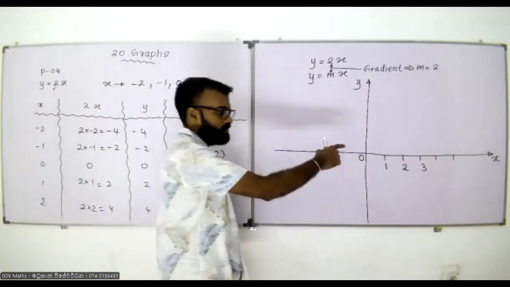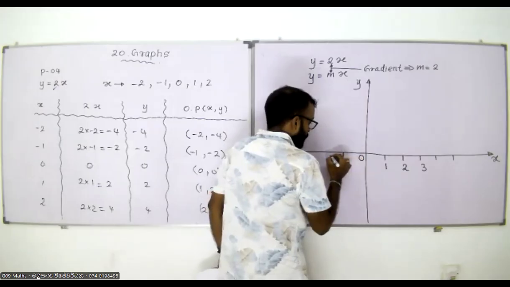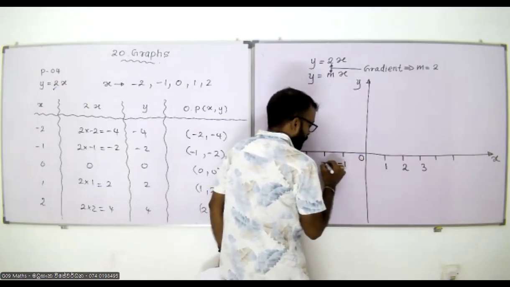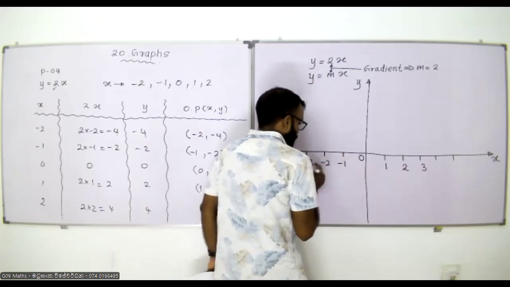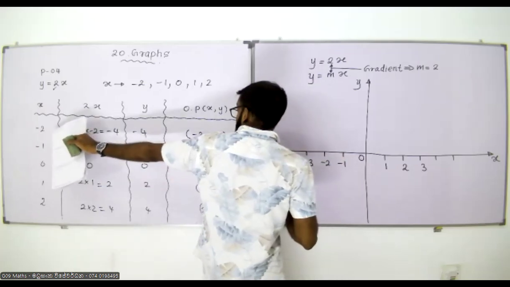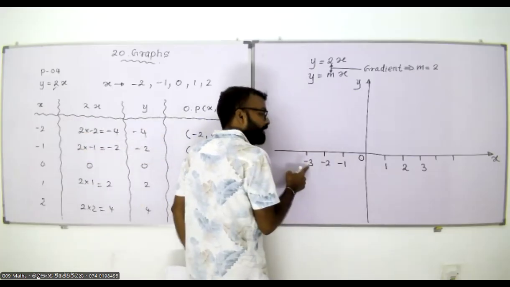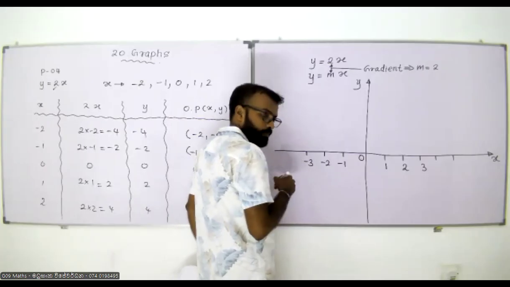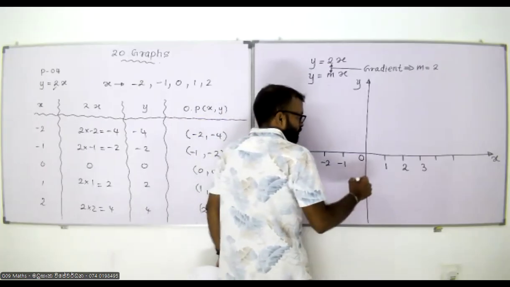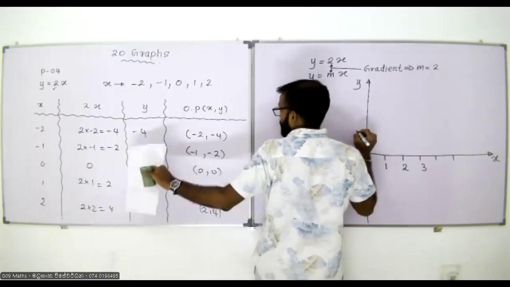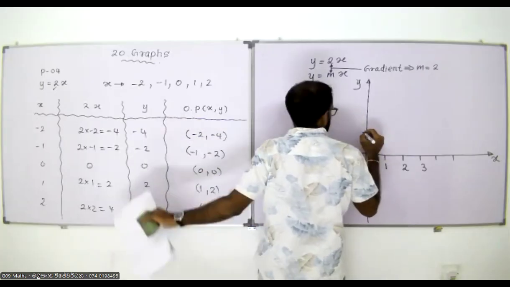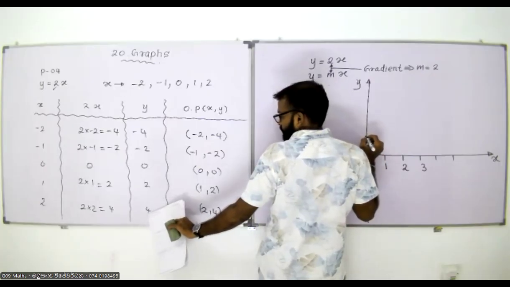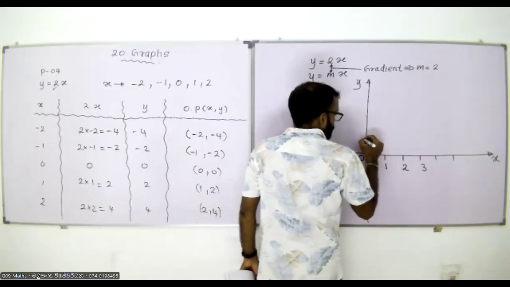Take a moment. So 1, 2, 3, -1, -2, -3. For the negative side, the maximum value is -2, but I have taken -3 as well as a best practice. Right. So then, if the range is -4, I will take up to -5 and also +5. Here +4 ended up with +4, I will take up to +5.